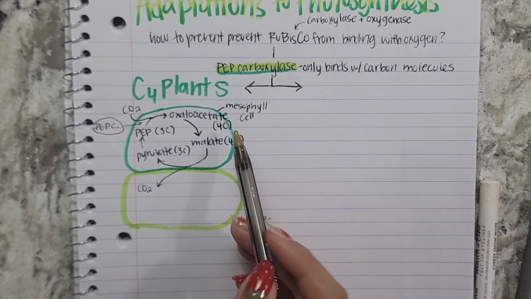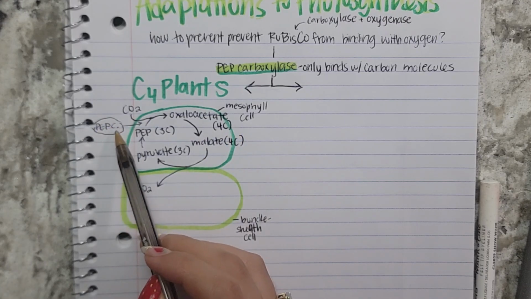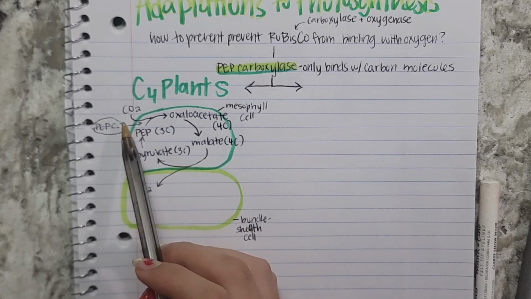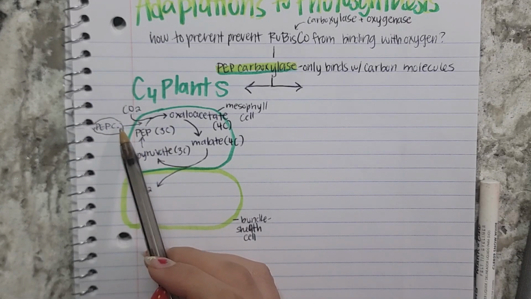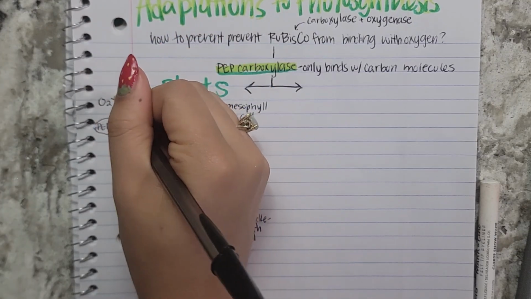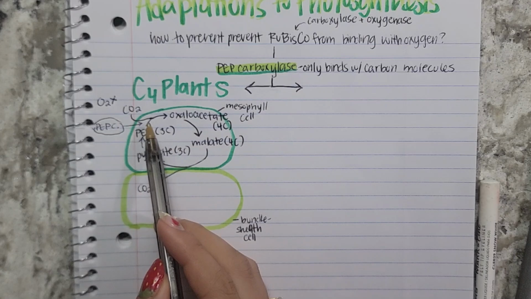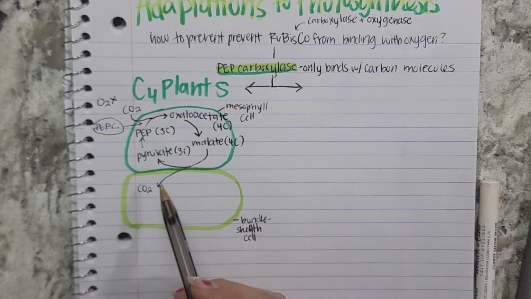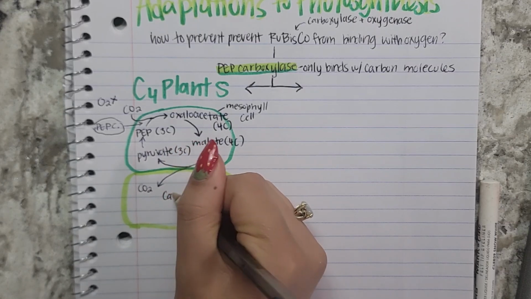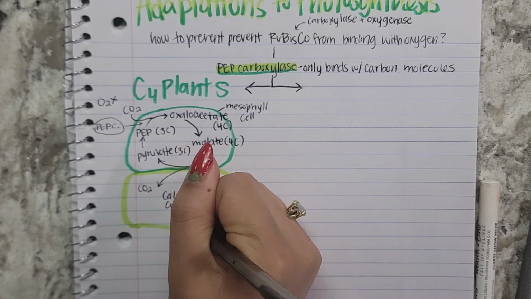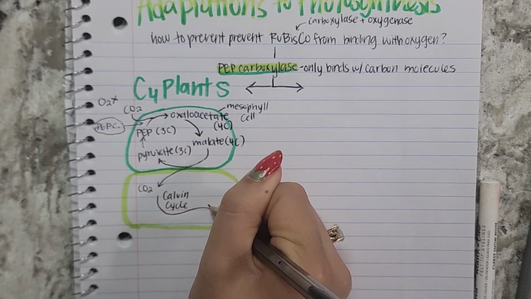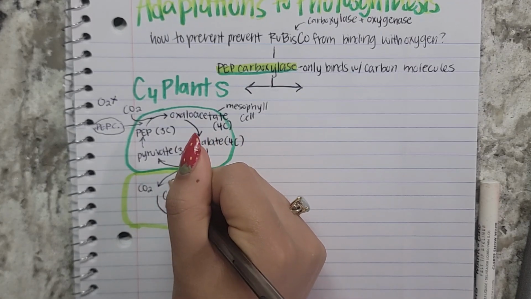So what's the point of that? Well, since PEP carboxylase only binds with carbon dioxide, we can have a ton of oxygen in here and PEP carboxylase won't even care. So we can have a bunch of oxygen in here and it won't be a problem. PEP carboxylase will ignore it. And it'll only take the CO2, and then we can put it into here and only put the CO2 in here. And then we can go through the Calvin cycle, and RuBisCO can function normally without having to worry about oxygen because there is no oxygen.